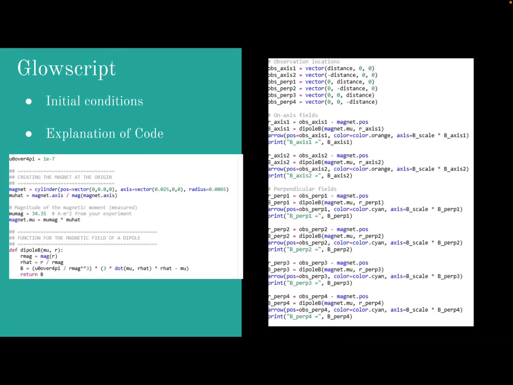First, we have a function that calculates the magnetic field vector B produced by a magnetic dipole with a magnetic moment mu at position vector r. It uses the dipole magnetic field formula, which depends on the distance and direction from the magnet to the observation point. And then we have the perpendicular field calculations. The code calculates the magnetic field at four positions perpendicular to the magnetic axis: up, down, forward, and backwards. For each position, it calculates the vector from the magnet to that point, and then uses the function that we created to find the field. And then it visualizes an arrow, which you'll see in the model later on.